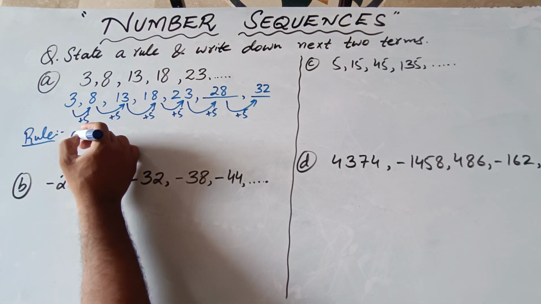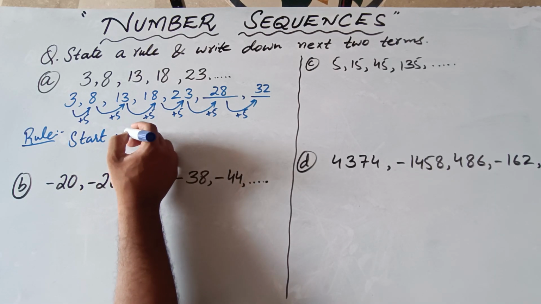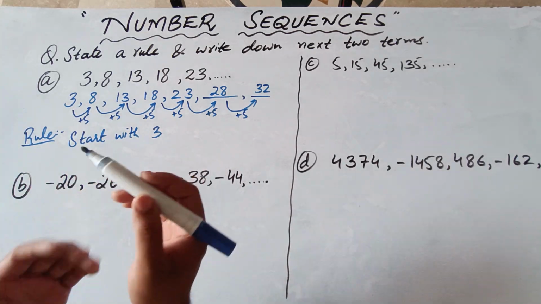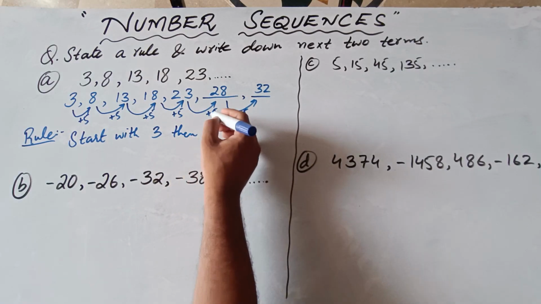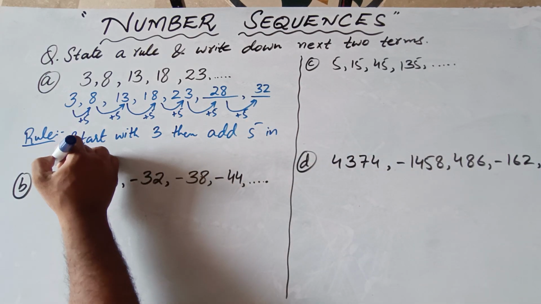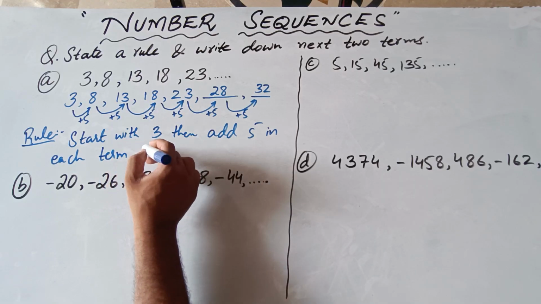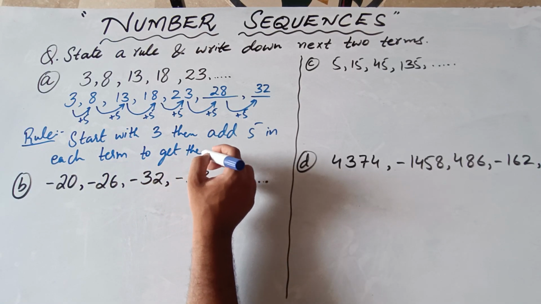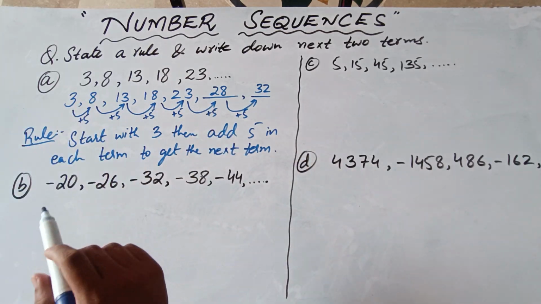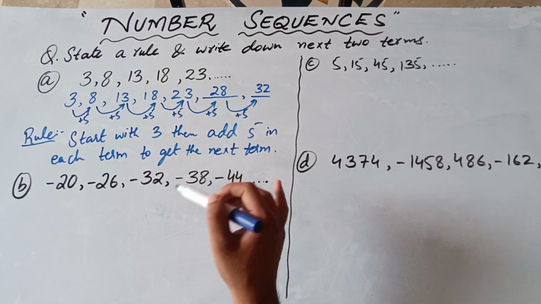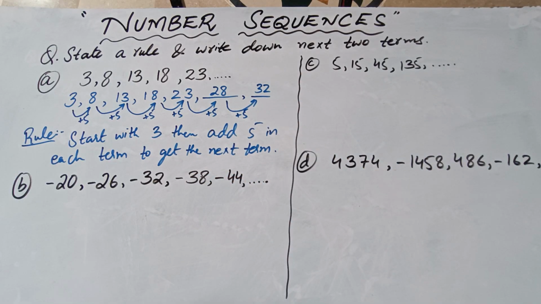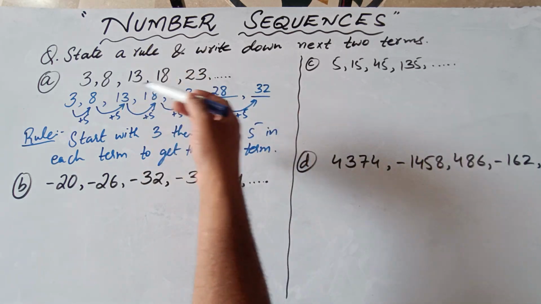So we need to write down the rule as well. Start with 3. If it is plus 3, we write plus 3; if it would be negative 3, we would write negative 3. Then what is happening? Add 5 to each term to get the next term. This is called the general rule for this particular sequence. This is how we can analyze and predict the next terms for a sequence, and we can add 5 to generate the sequence further.